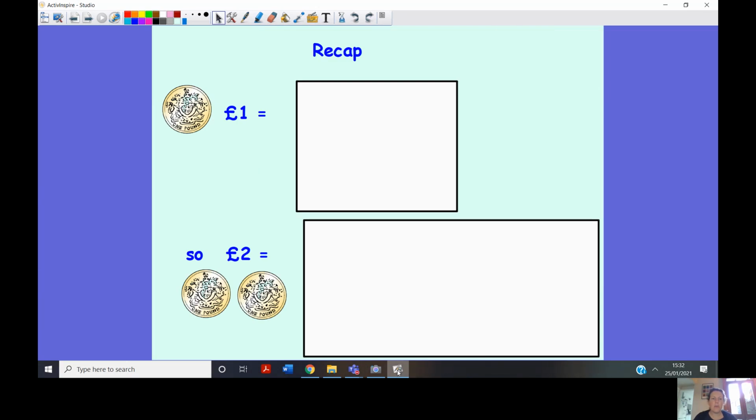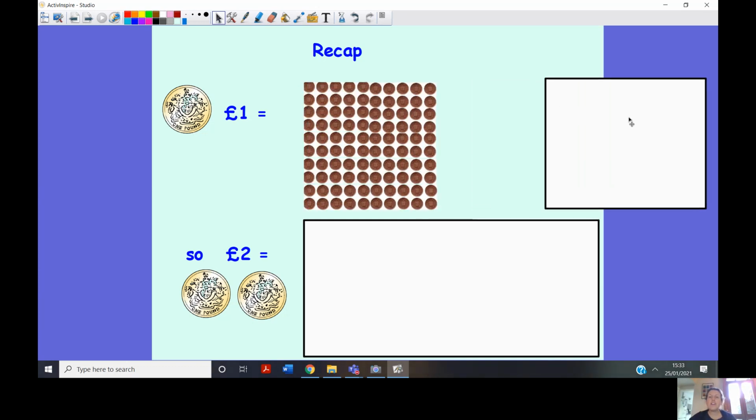Quick recap from what we looked at in our last lesson, probably something that you looked at last year, or you might just know anyway. If I think of £1, how many pennies is that worth? How many pence is it worth? It is worth 100 pence. So in £1, I have 100 pence. So these are 100 little 1-pence coins.